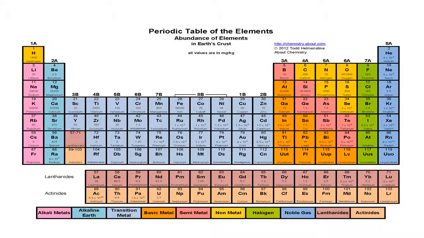If you shoot all the way across to the green section in group 7, fluorine, chlorine, bromine, iodine, astatine, and I don't know what UUS is, but it's in group 7.